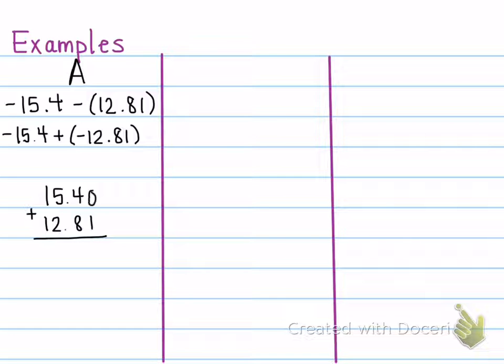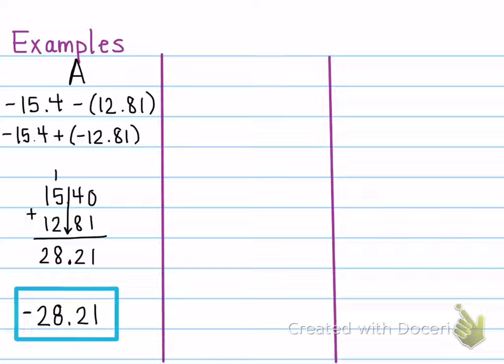I'm going to put a 0 here. 0 and 1 is 1. 4 and 8 is 12. Carry the 1. We know the decimal goes straight down in our answer. 5 and 1 is 6, and 2 is 8. I have 28 and 21/100ths. Because I added numbers with the same sign, it's 28 and 21/100ths, and it's negative. So there is our first answer.